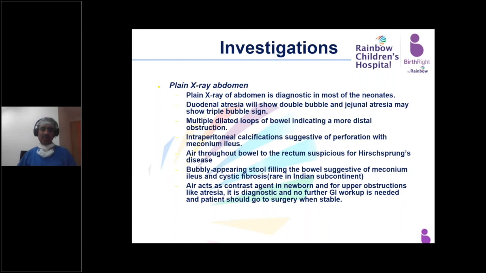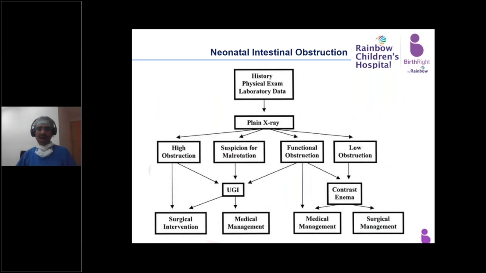And as I've told you, air is a very good contrast agent in the newborn. There is no need of addition of any upper contrast agent, because at the time of birth, the air will enter, and that can beautifully show the proximal intestine and the level of obstruction in the children. So, whenever we think of obstruction, our thought process is, we ask for a plain X-ray and check whether it is a high obstruction or low obstruction.